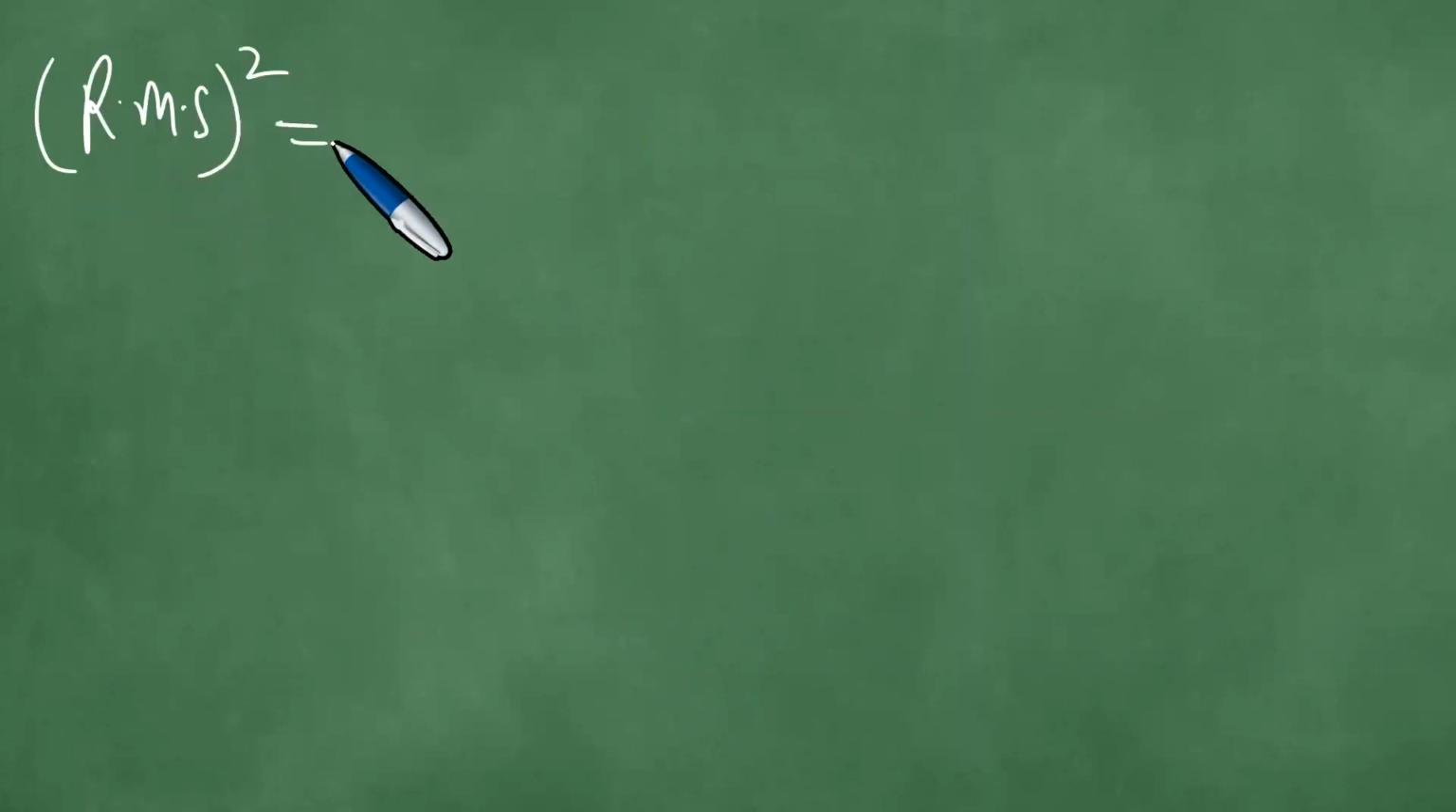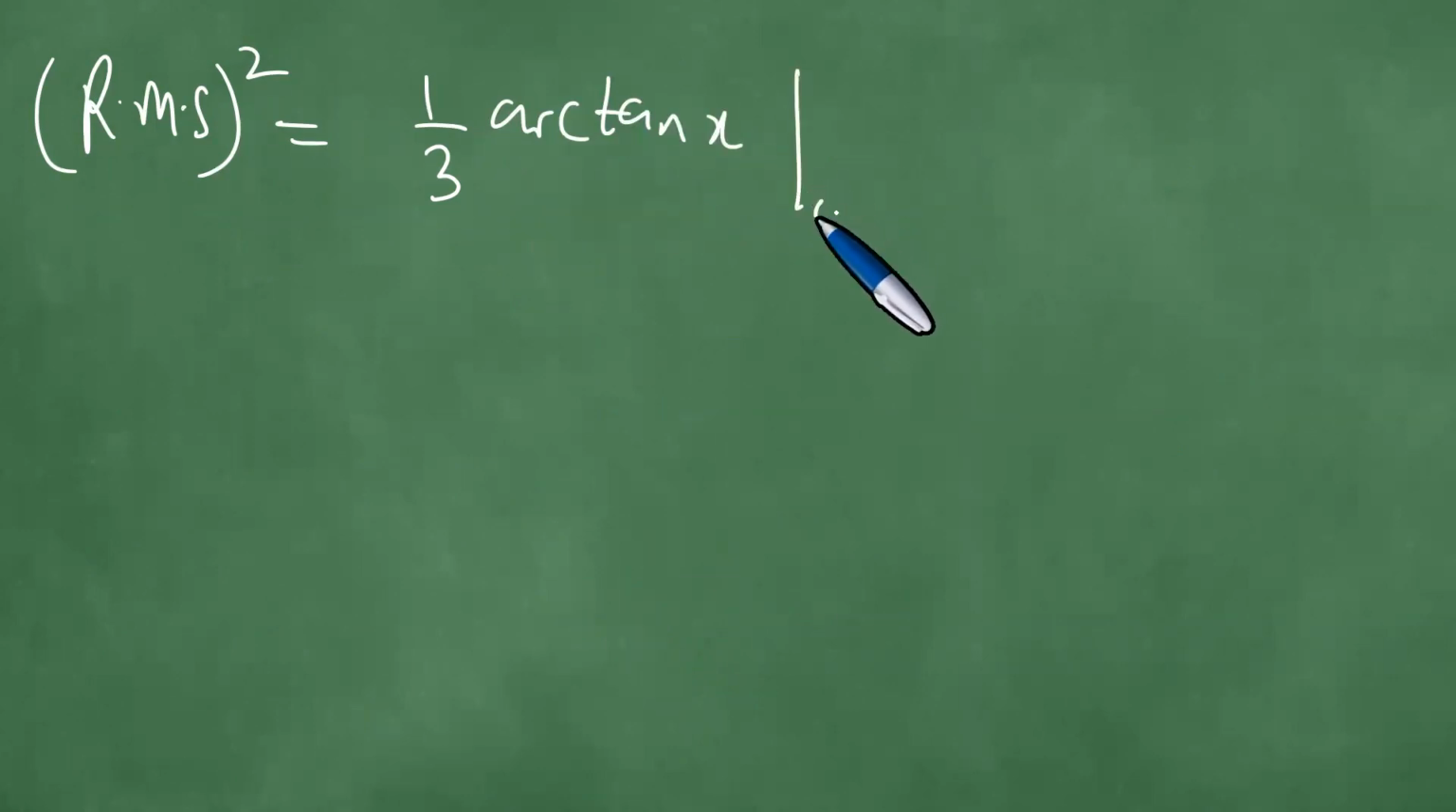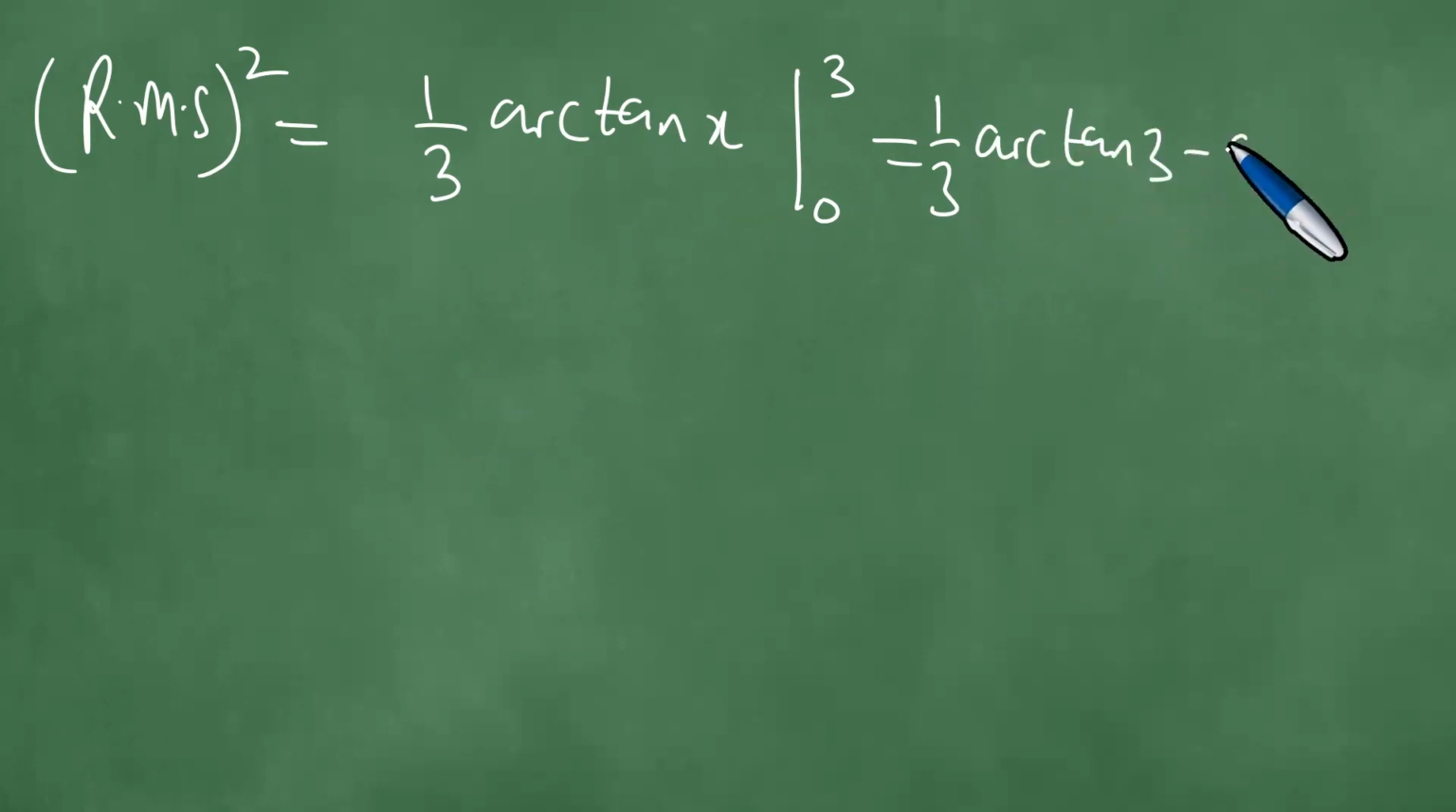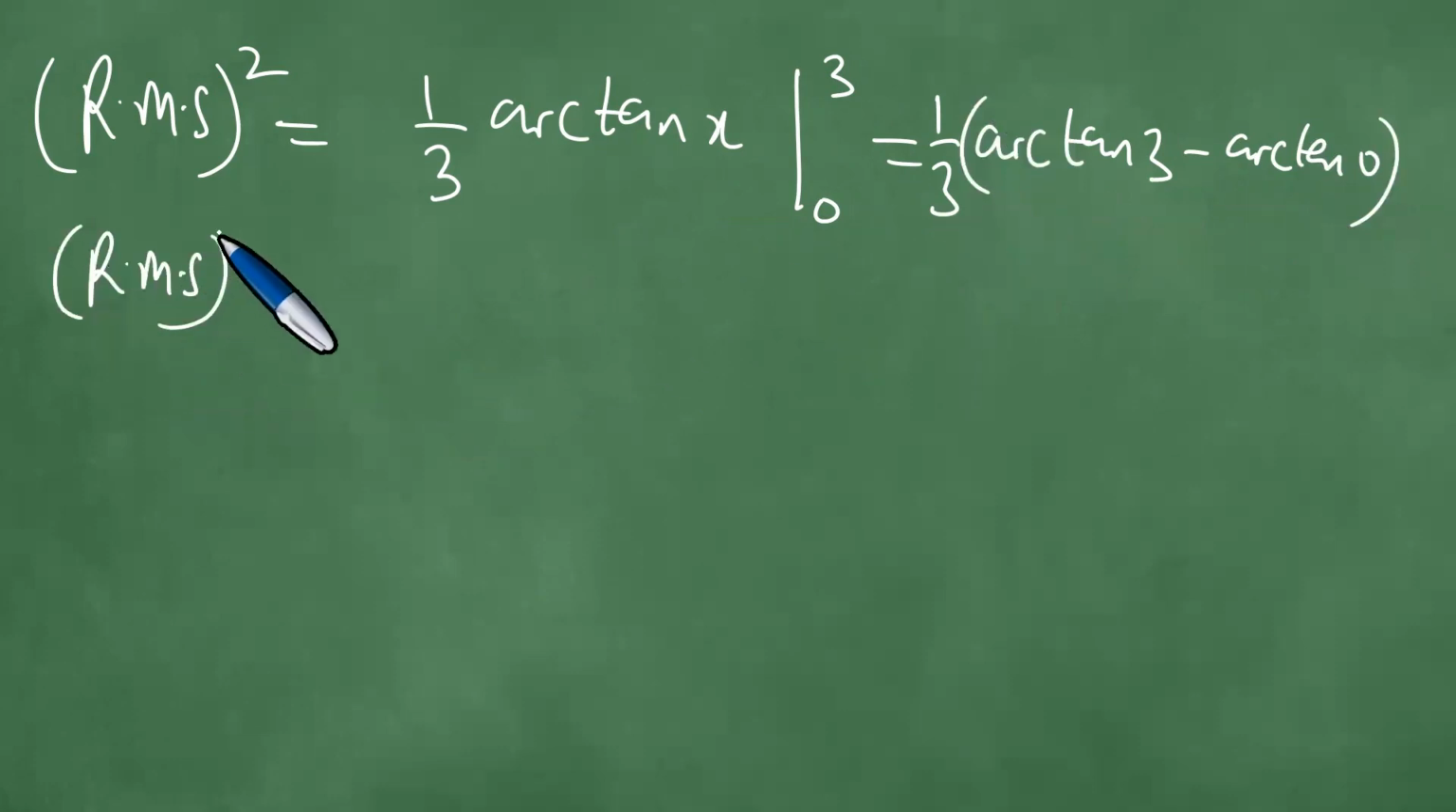And so which means the root mean square is 1 out of 3, arctan of x, the integral from 0 to 3, 1 out of 3, arctan of 3 minus arctan 0. Root mean square is 1 out of 3.